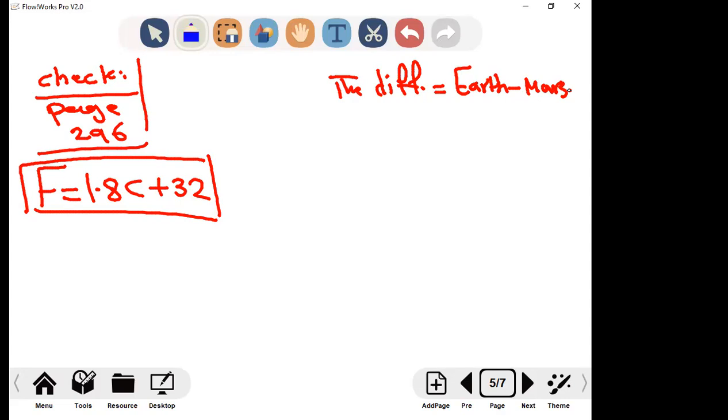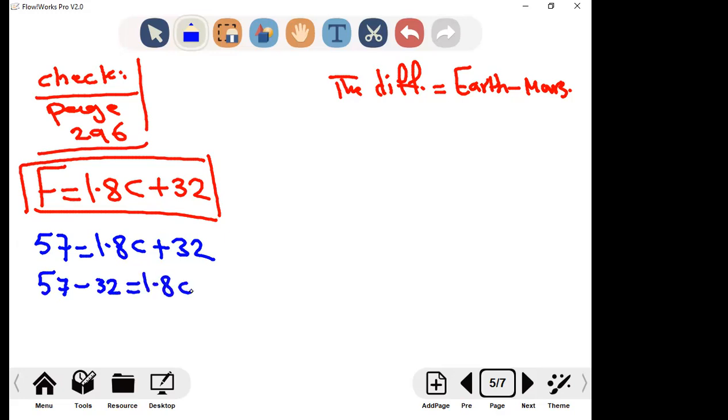So here, I'll replace F by the given for the Earth, which is 57, equals 1.8 C plus 32. Now I need to find the Celsius for the Earth. Do you understand? Now we have a two-step equation. I'll shift the 32 to the other side, then divide by 1.8. So here 57 minus 32 equals 1.8 C.